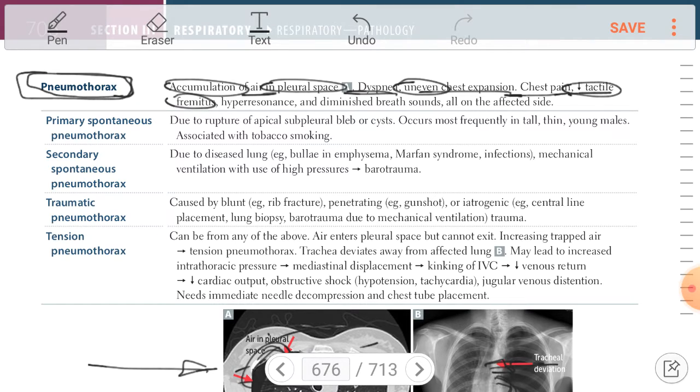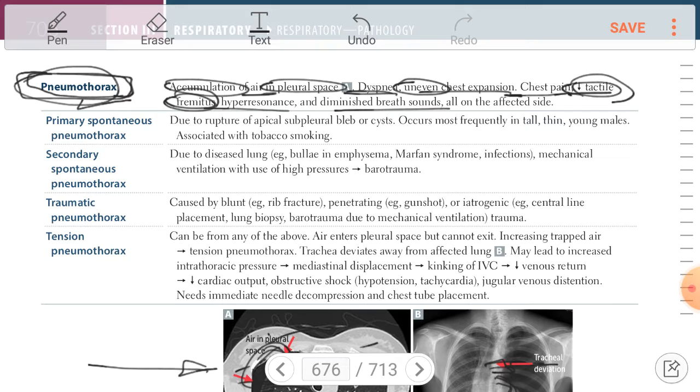Why? Because there is air in the pleura, and the pleura is between what? Between the lung and outside the lung. So if there is air, pneumothorax, in the pleura, leading to what? Decreased transmission of sound, decreased tactile vocal fremitus, then hyperresonance. Why? There is air in the pleura, leading to hyperresonance, then diminished breath sound. Why? Because there is a collapsed lung.